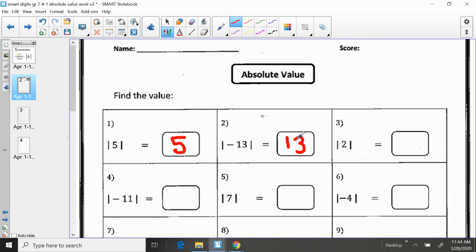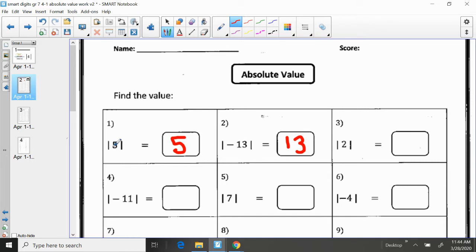To kind of clear that up for you, if I have $5 in my wallet, that's a very positive thing. I have $5, which is positive. But if I owe somebody $13, that's negative 13. So when I have to give $13 to somebody else, I'm still giving them $13. Although it's a negative because I have to pay them, it's still worth $13.